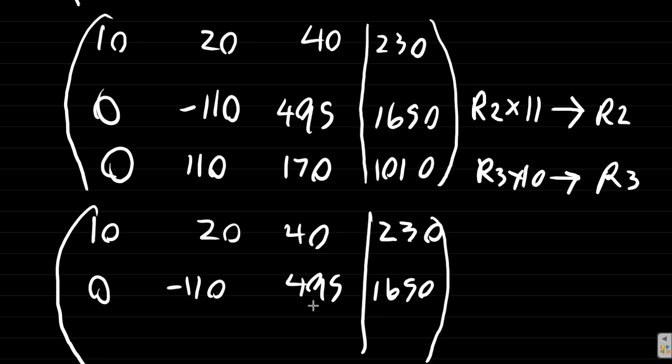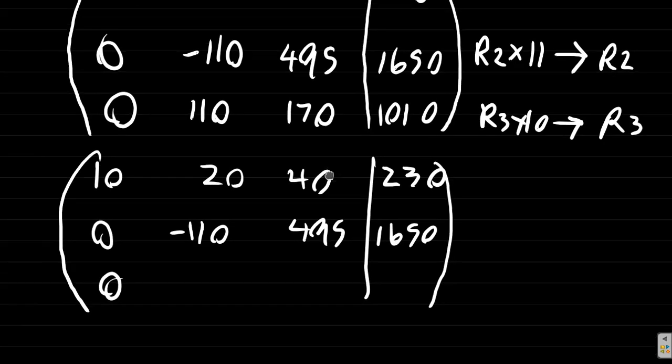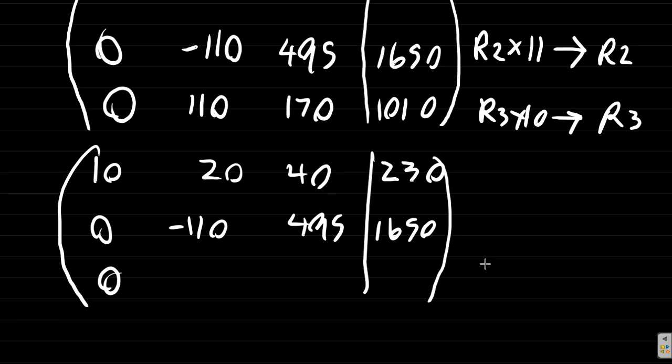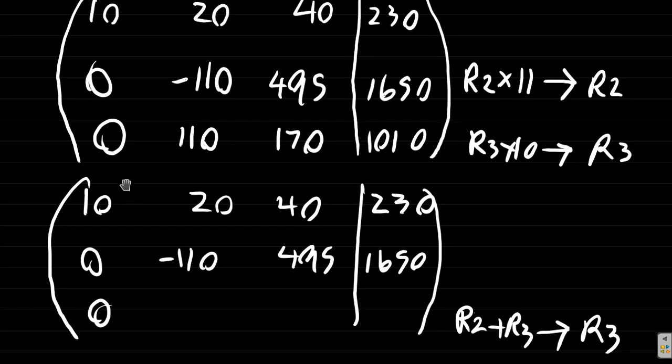But row 3 now, we have a 0 here. We want a 0 here. So how are we going to get that 0? Well, you can subtract row 2 and 3. You have to add. So row 2 plus row 3 will lead to our new row 3. See that? You have to add them. Because if you say negative 110 minus 110, that's negative 220. You want 0, not negative 220. But negative 110 plus 110 gives you 0. So we add them. Negative 110 plus 110 is 0.